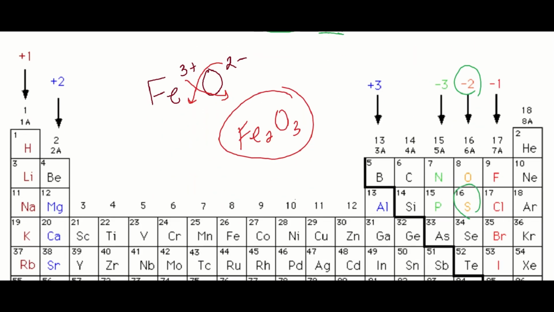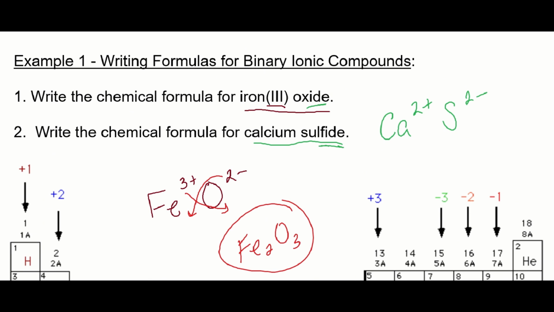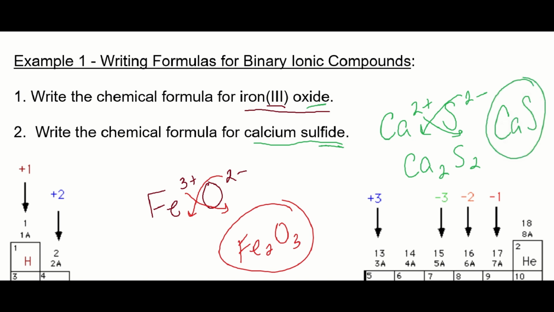Okay. So you won't get a periodic table with the charges on it, but you'll just get a regular periodic table. All right, crisscross these numbers down. Now you'll get Ca2S2. Now this is a metal and a non-metal, so you have to reduce, and your final answer is going to be CaS.